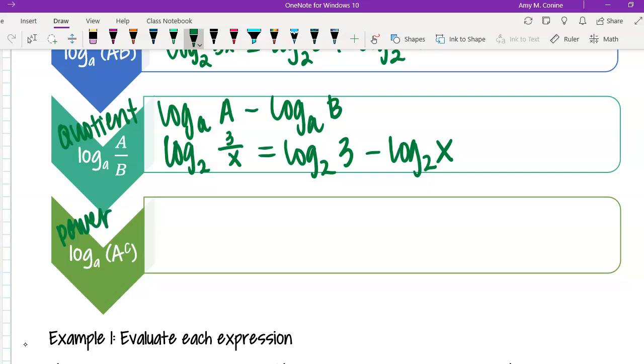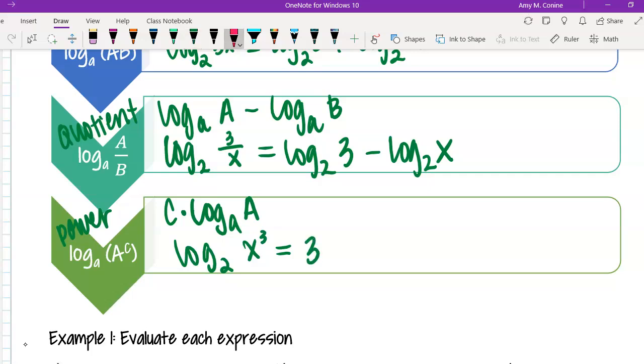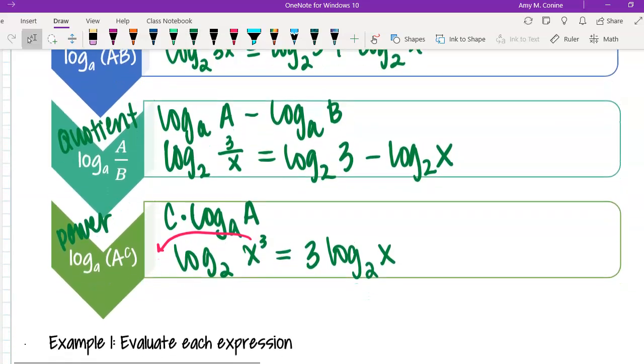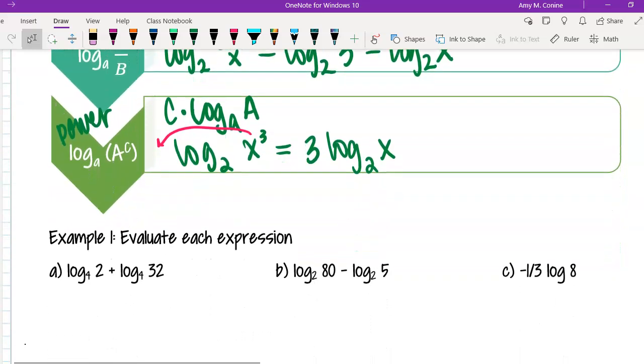The last one is when we have a power: log base a of a raised to the c. That means we can pull the exponent out front, so c times log base a of a. My example is log base 2 of x to the third. I can pull that exponent out front, where it multiplies with the log, and so you have 3 times log base 2 of x. We're going to do a lot of examples like that. You can do this forward and backward, but these are the three properties you have to know so we can expand and condense our expressions.